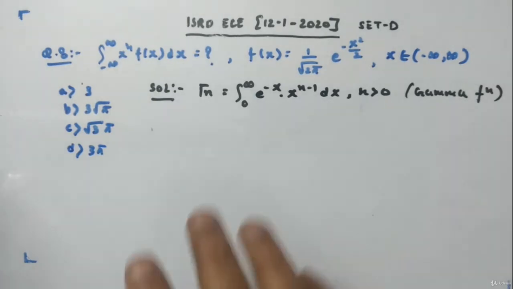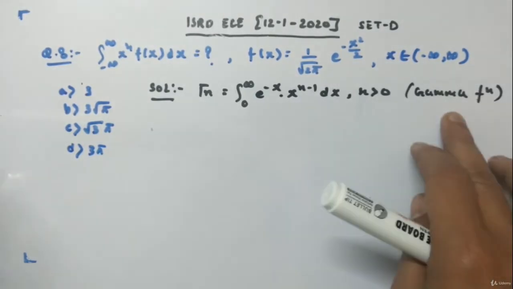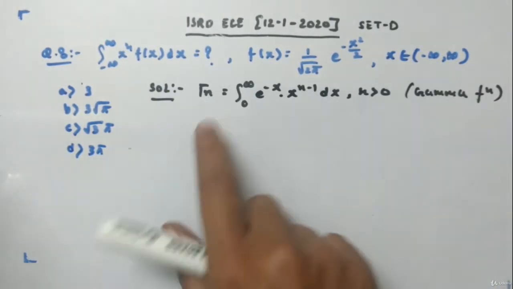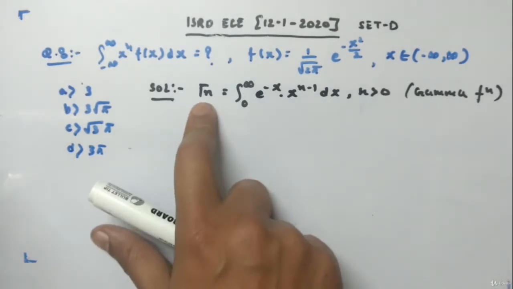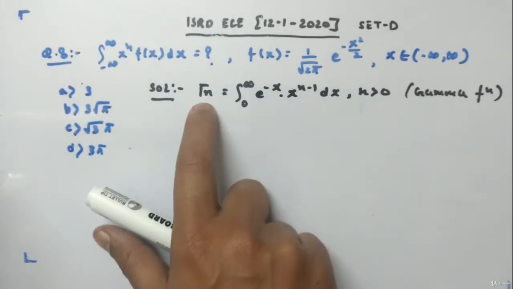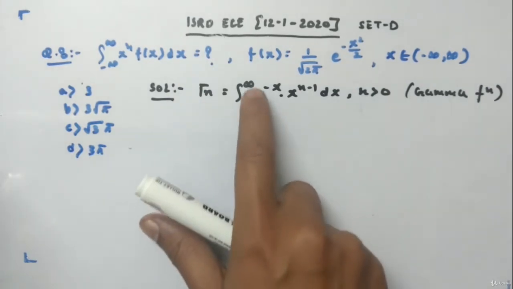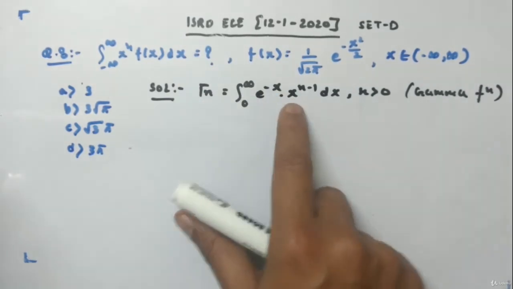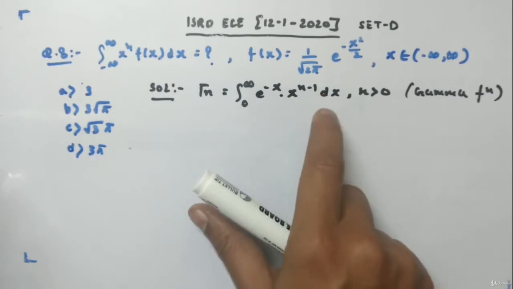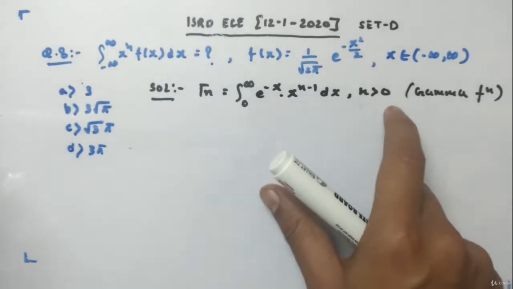So the trick is to use the gamma function. The definition of the gamma function is like this. It's a factorial kind of thing. Gamma n is equal to the integral from 0 to infinity of e to the power minus x, x to the power n minus 1 dx, where n is greater than 0.